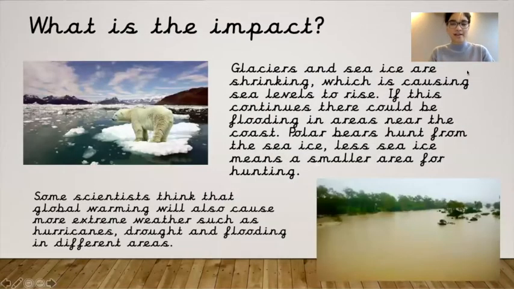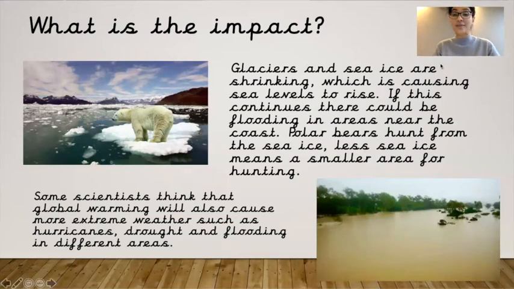What is the impact of this? Now remember, impact means what is the effect of global warming on our environment. Glaciers and sea ice are shrinking. They're getting smaller, and this is causing sea levels to rise. So glaciers or sea ice, that's basically ice, it's frozen water, that's now melting, it's getting smaller.